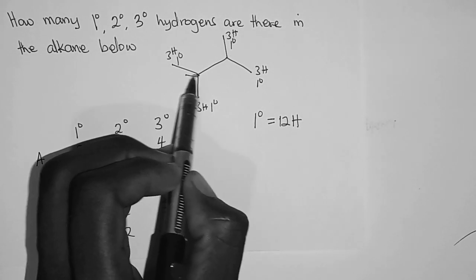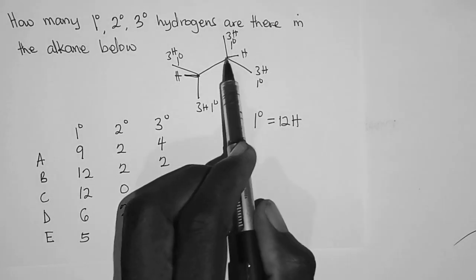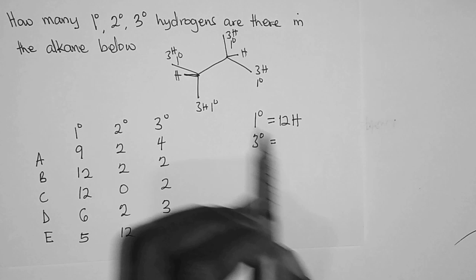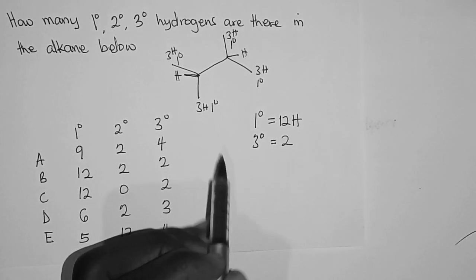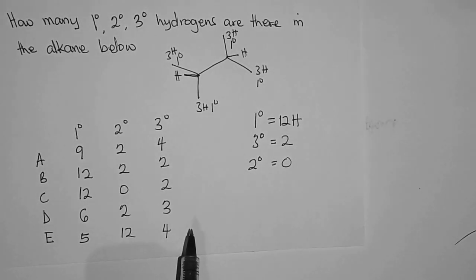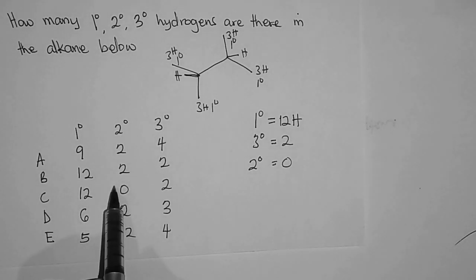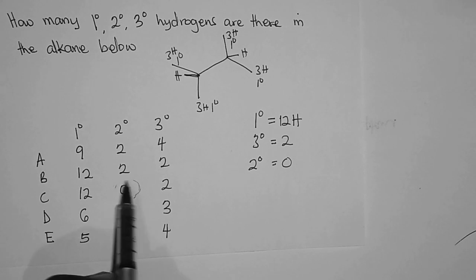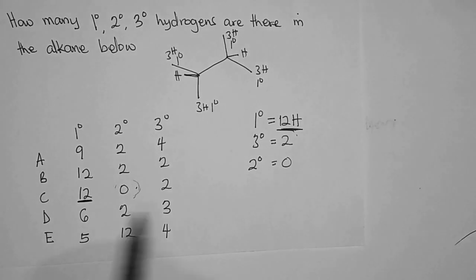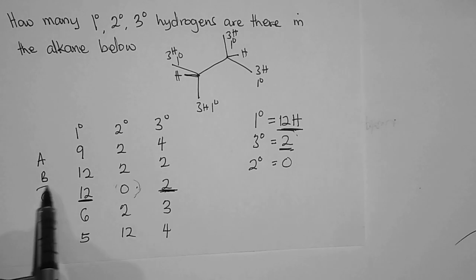Then this place, there's a proton here and there's also a proton here. Now CH is a tertiary proton. So there are 2 tertiary protons. But there is no CH2, so therefore secondary protons are 0. So if we come to the column for the secondary protons, this is the only place where there are 0 secondary protons. And if you check 12 primary protons, that's what we got here, and 2 tertiary protons, it's the same thing we got here. So the correct answer is C.